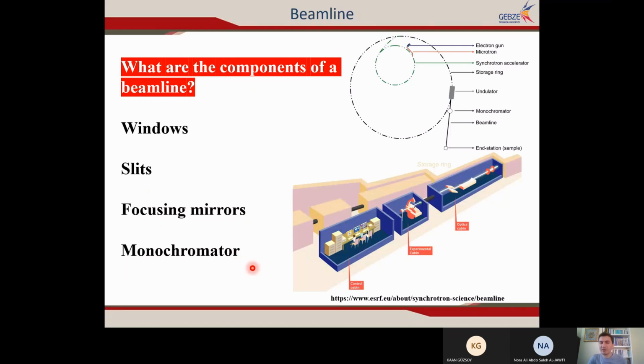Okay, what is the monochromator? Mono means tek, single. Chroma comes from the color. Okay, single wavelength. So here, from the undulator, or from the wiggler, or from the bending magnet, X-rays are coming, and they have different wavelengths. And within these different wavelengths, I would like to choose a single monochromatic wavelength. Depending on your experiment, you can adjust the energy, you can adjust the wavelength of the incoming X-rays by using monochromators, and then you send them to the end station.